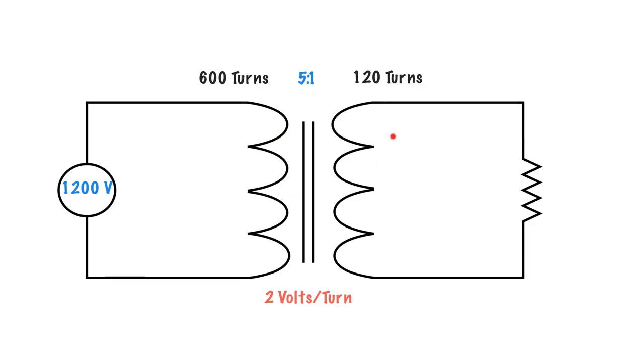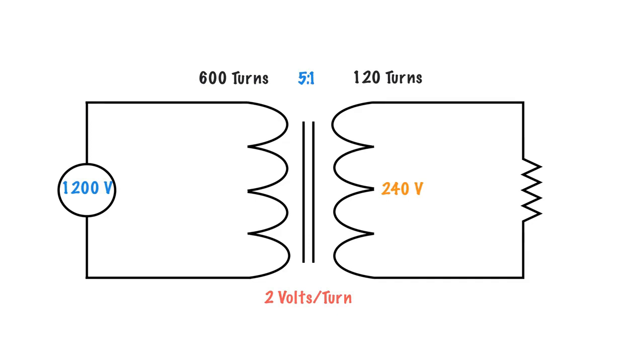The lines of flux are being cut over on this side, and so we're getting the same volts per turn on the secondary side. So 2 volts per turn that we calculated off the primary, 2 volts per turn times 120 turns will give me my secondary voltage, which is 240 volts. So that's the volts per turn method.